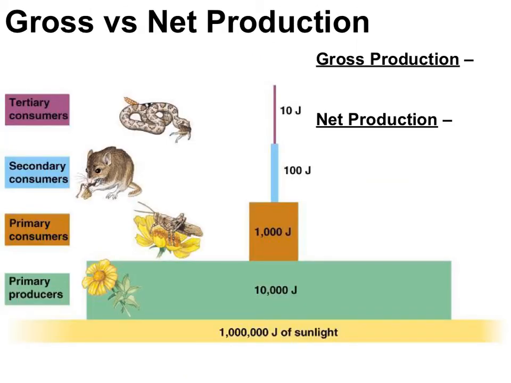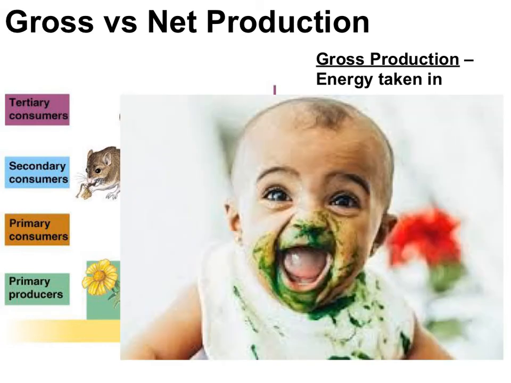Another important concept is gross production and net production. Gross production is the amount of energy an organism takes in. An organism takes in its energy by eating. The way I remember that is, depending on who you hang out with, eating can be kind of gross, but still kind of cute, right?